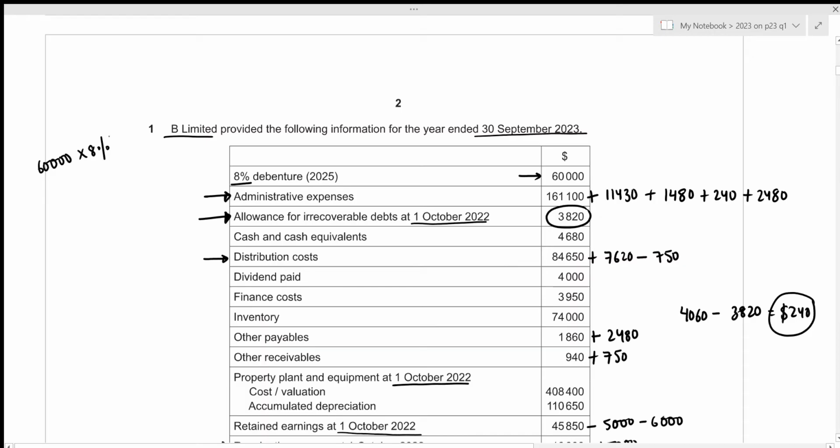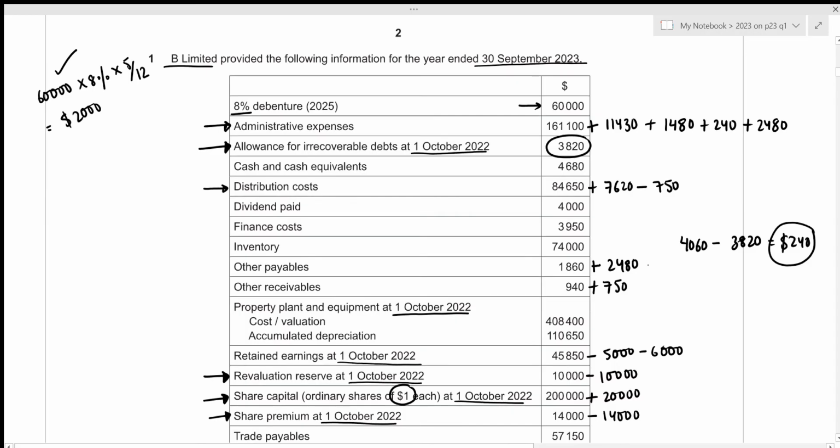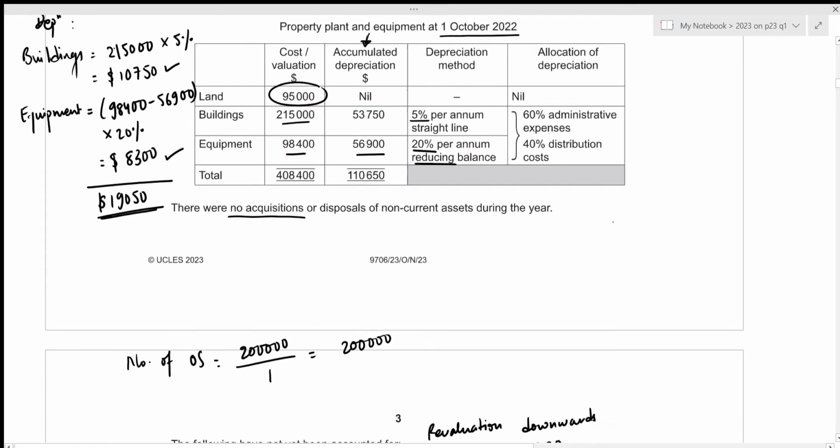Again, we apply our unitary method. So we just multiply 5 divided by the total months of 12. And this will give the owed finance charge to be 2,000. And since we are yet to pay this, we can include this as part of our other payables. So that's plus 2,000. And we also need to include it within our finance cost right here. That's plus 2,000. Okay.